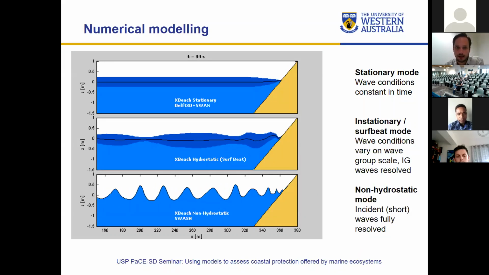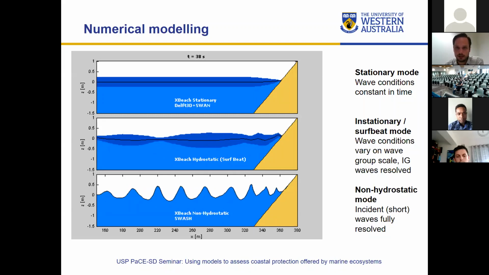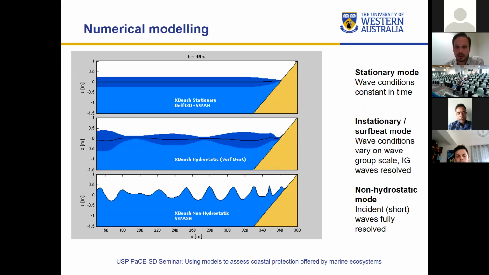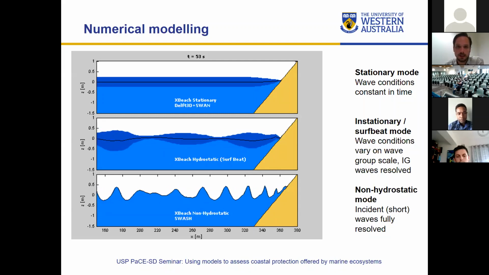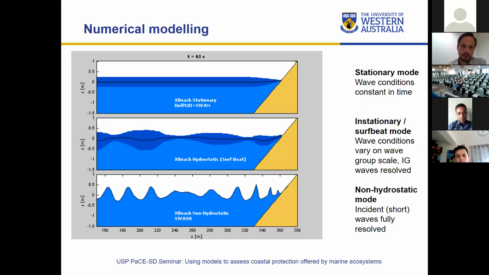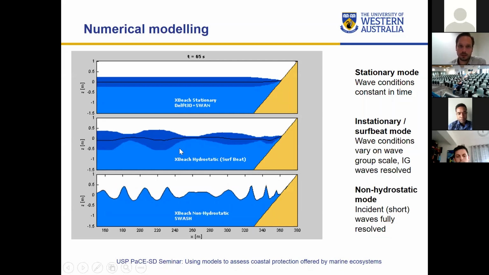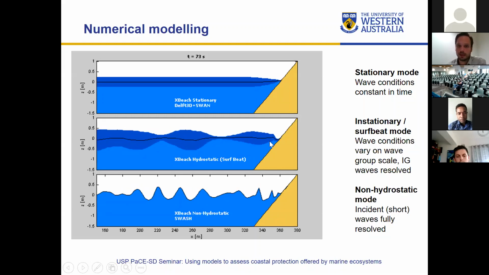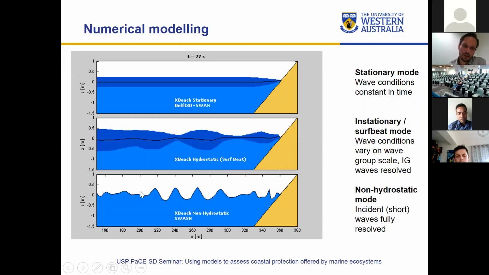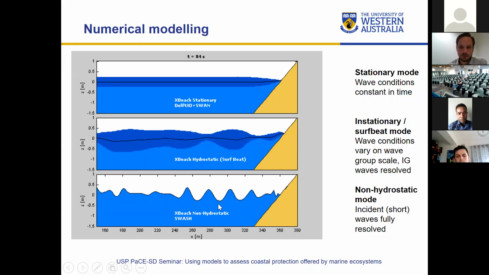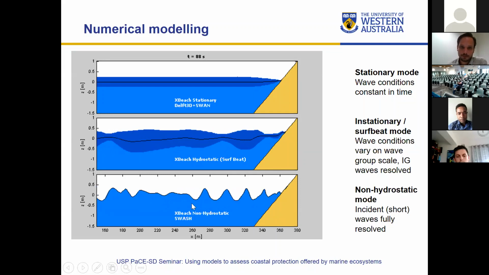And then there's the hydrostatic, the middle one, which is the standard version of XBeach, which solves these infragravity waves, so these longer period waves that are important for dune erosion. It solves it directly, and then it solves the short waves on the wave group scale. So these big blue blobs are basically wave groups that are propagating towards the coast. And on the bottom one, you see actually the individual waves. So the non-hydrostatic mode solves the individual short waves.